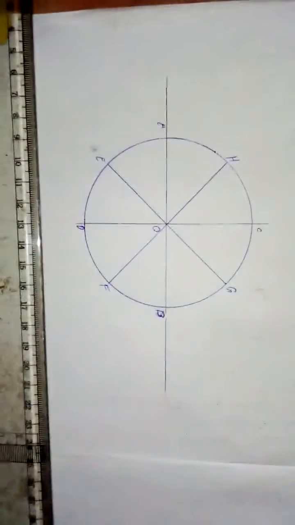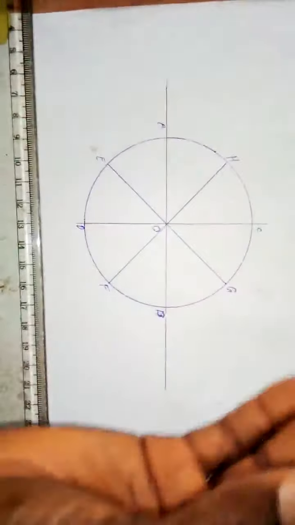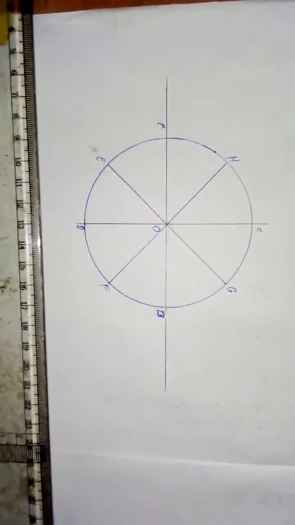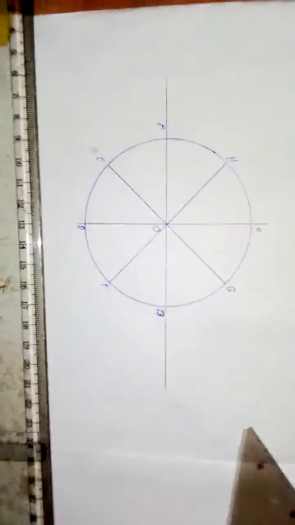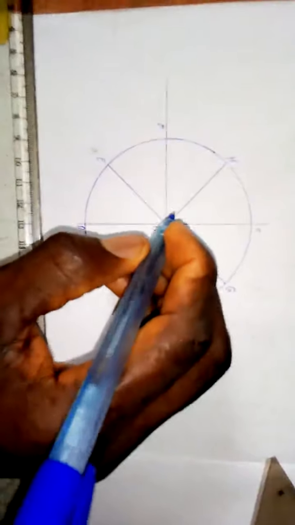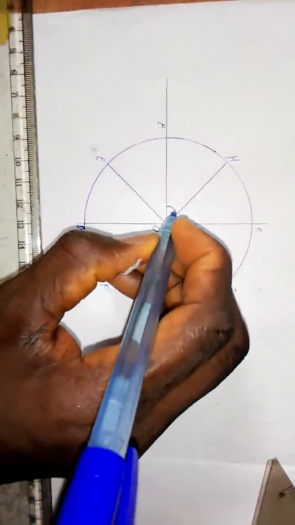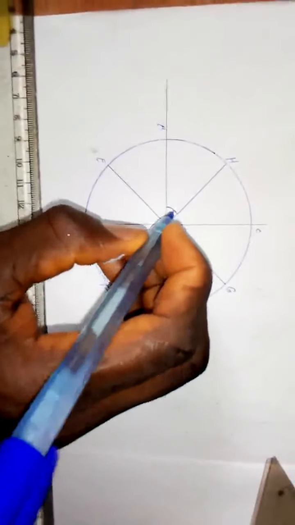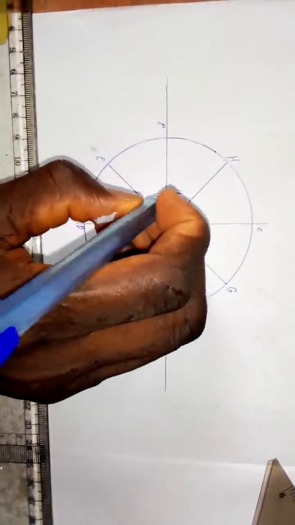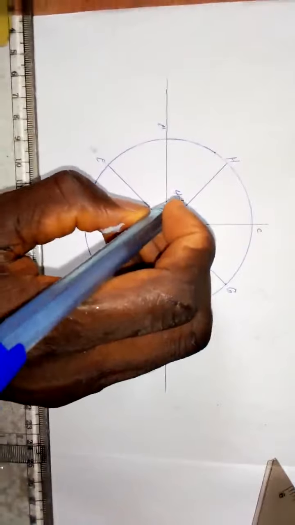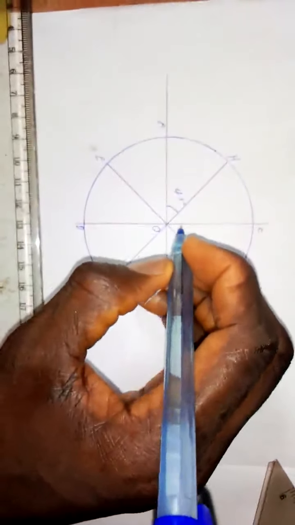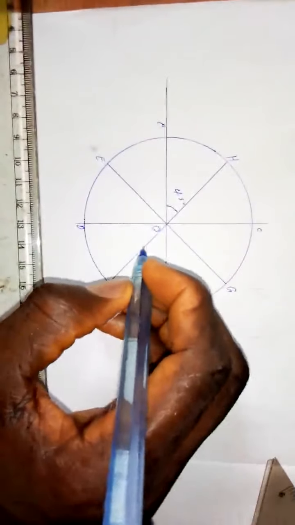Okay, so this is another method that you can use to divide a circle into 8 equal parts. What this means is that with the use of the 45 degree set square, this angle here is 45 degrees. This angle is 45 degrees. This angle also is 45. This angle is 45, 45, 45, 45, 45.